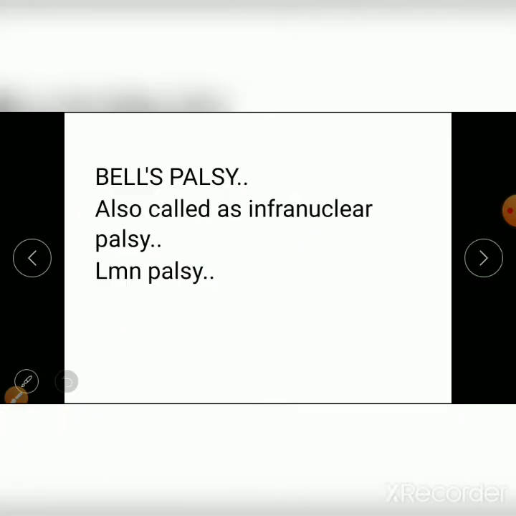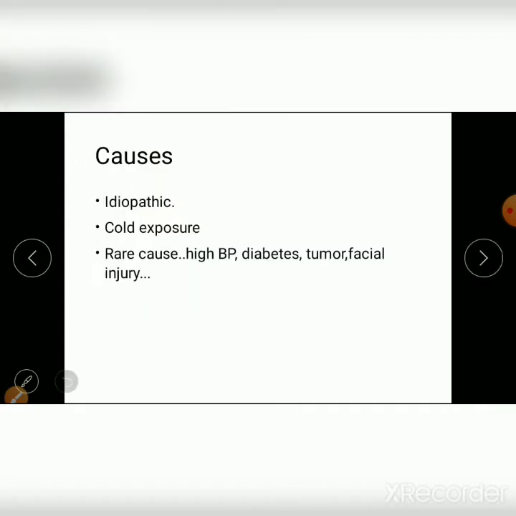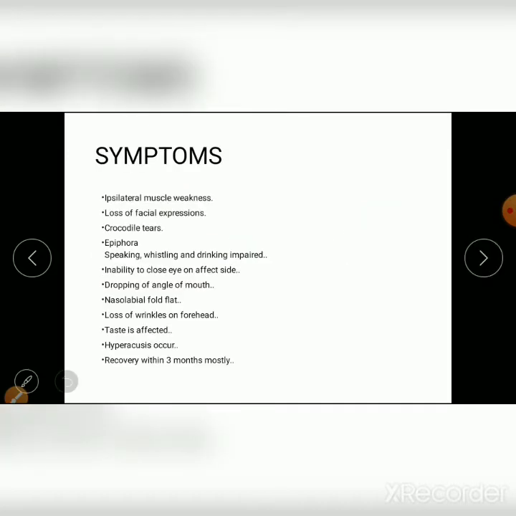Now the second, that is Bell's palsy. Bell's palsy is also known as infranuclear palsy, or we can say it is an LMN lesion type of palsy. The cause is generally idiopathic, unknown. Other causes are cold exposure, and the rare causes are high BP, diabetes, any type of tumor, and facial injury or facial trauma, which may lead to Bell's palsy.